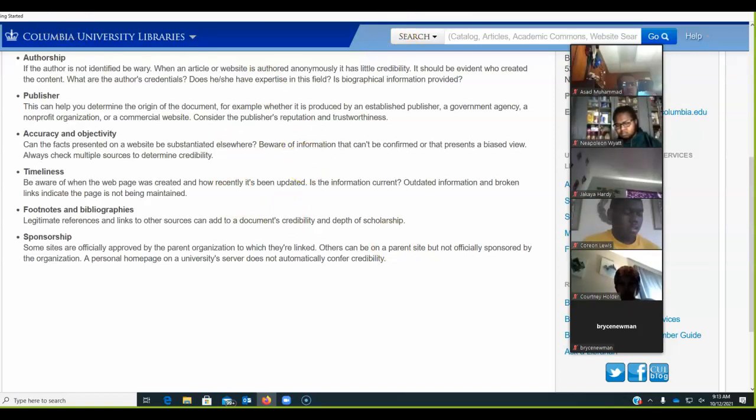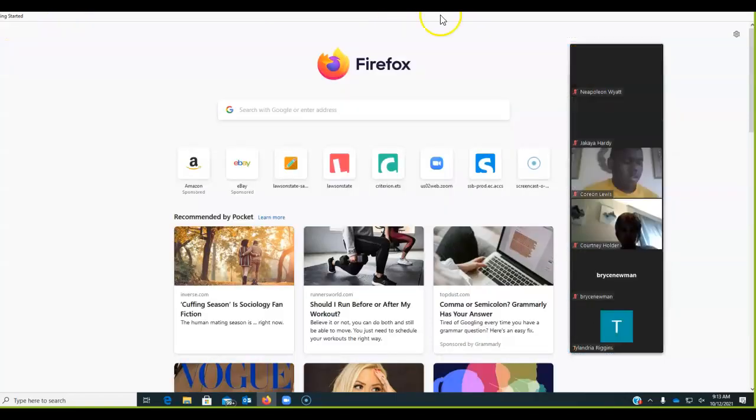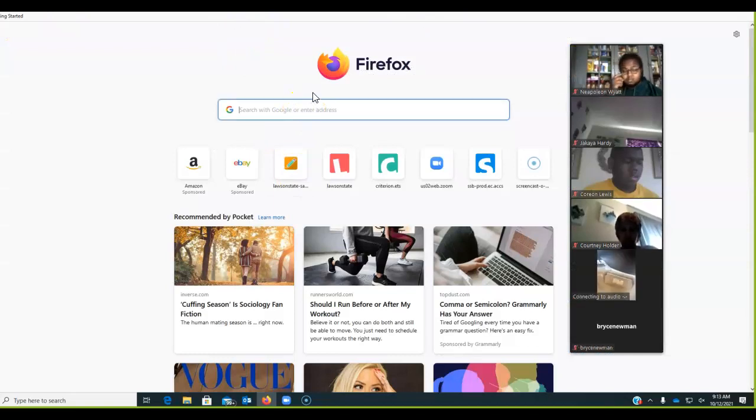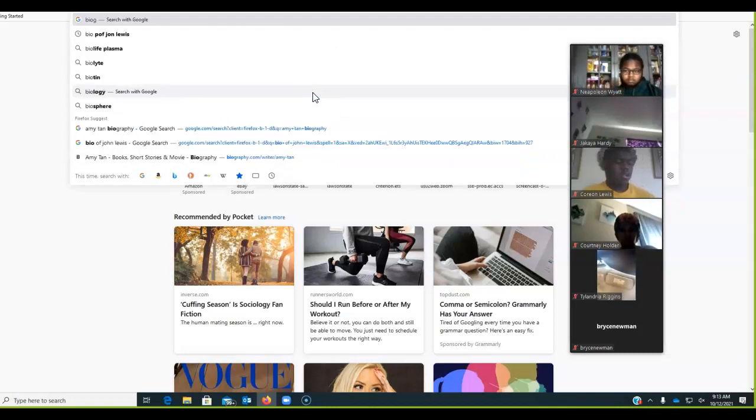So double check that. So this is a good way to start thinking about what we're going to find. So let's look for something with just a real easy Google search for some biography.